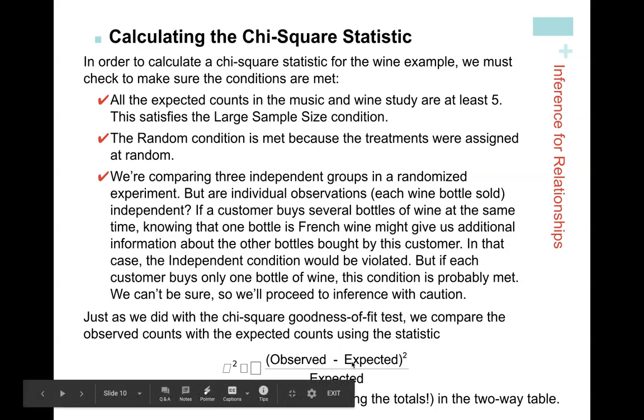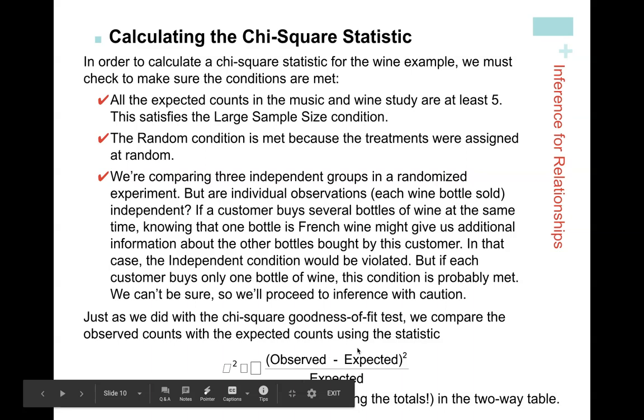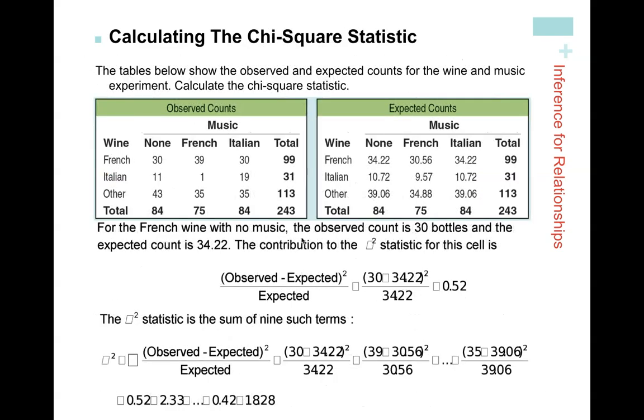So you do this for each one of the cells in your two-way table. Each one of those cells is going to have an observed count, an expected count, and then this contribution to the chi-square test statistic. You're going to calculate that for each one of the inside cells, not the totals or the marginals. So here's the table again. These are all the observed counts. Observed means the actual, what actually occurred.